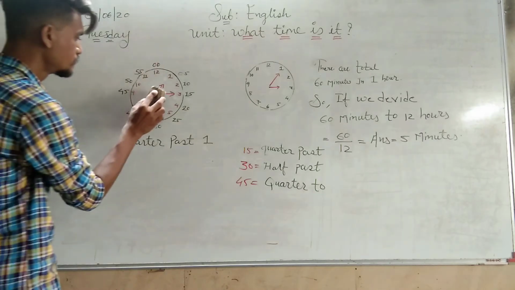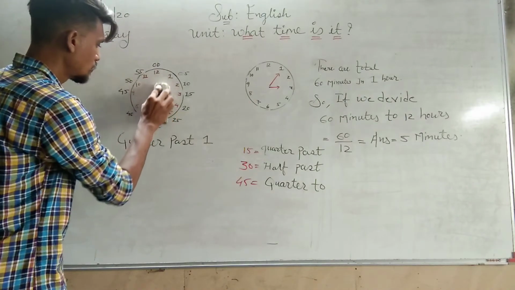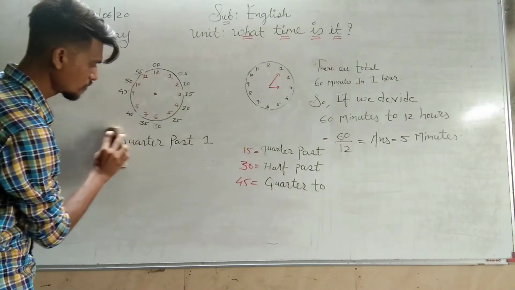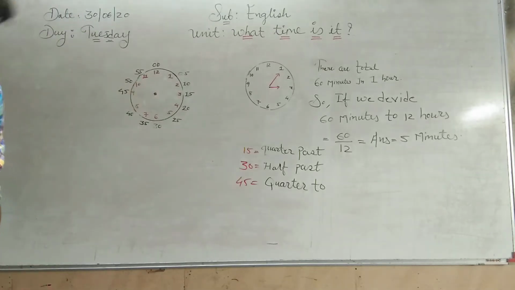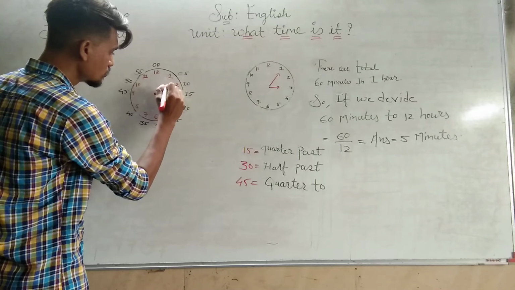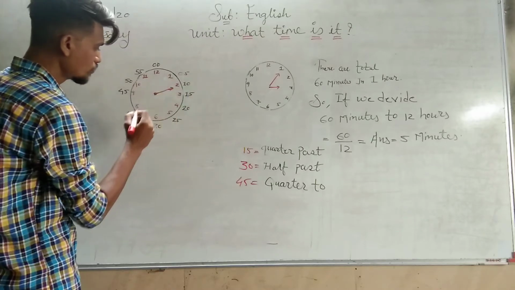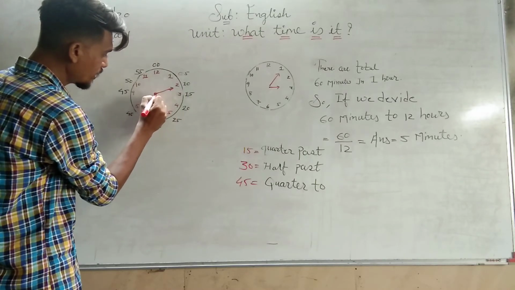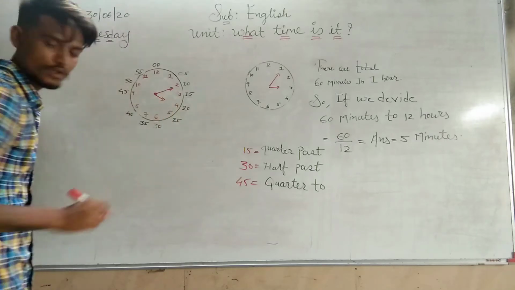If the big hand is on 2 and the small hand is on 4, what do you have to write?